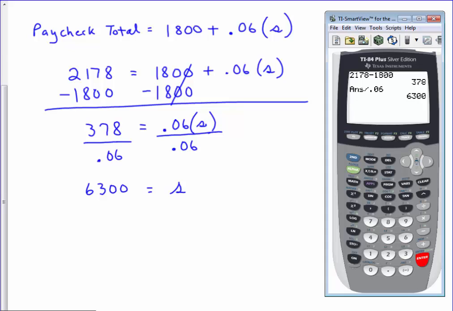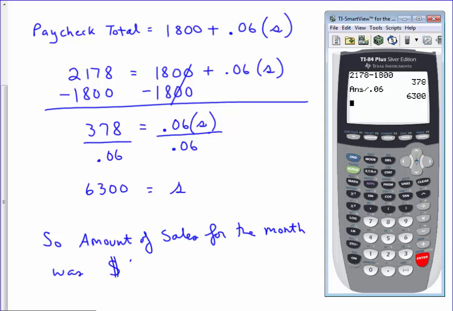6,300. Now, if you have an application problem as your end statement, you want to make sure that you write the statement out and put the proper units on the answer. So I would say here, the amount of sales for the month was $6,300.